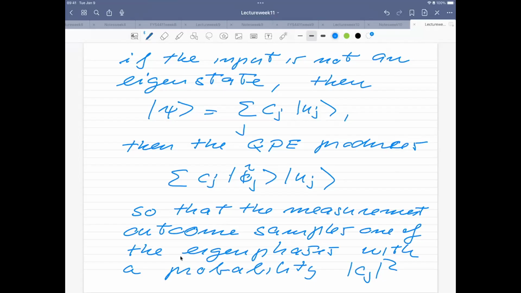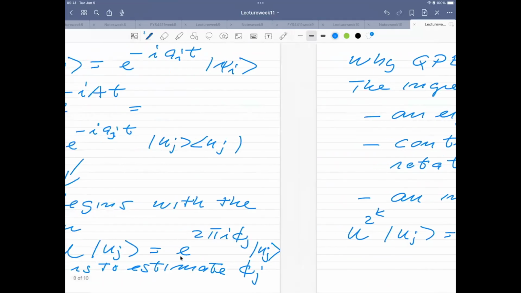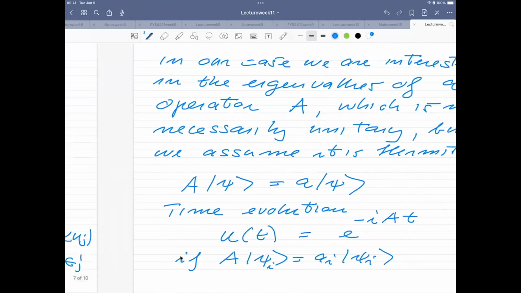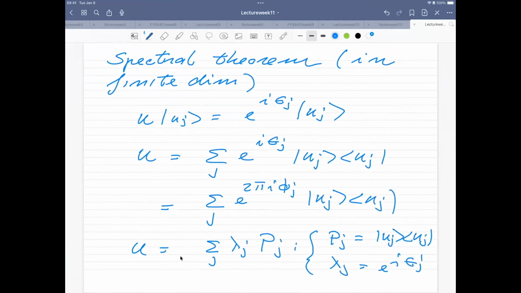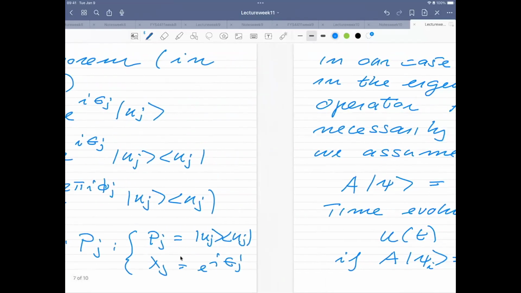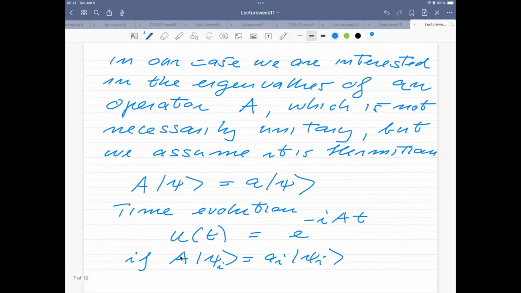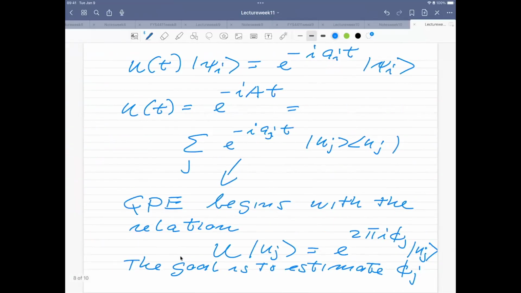So basically what we are using is the spectral decomposition, which plays an important role in the QPE. With the spectral decomposition, we can then find these phi i's, these phases. And when we have these phases, we can then extract the eigenvalues.